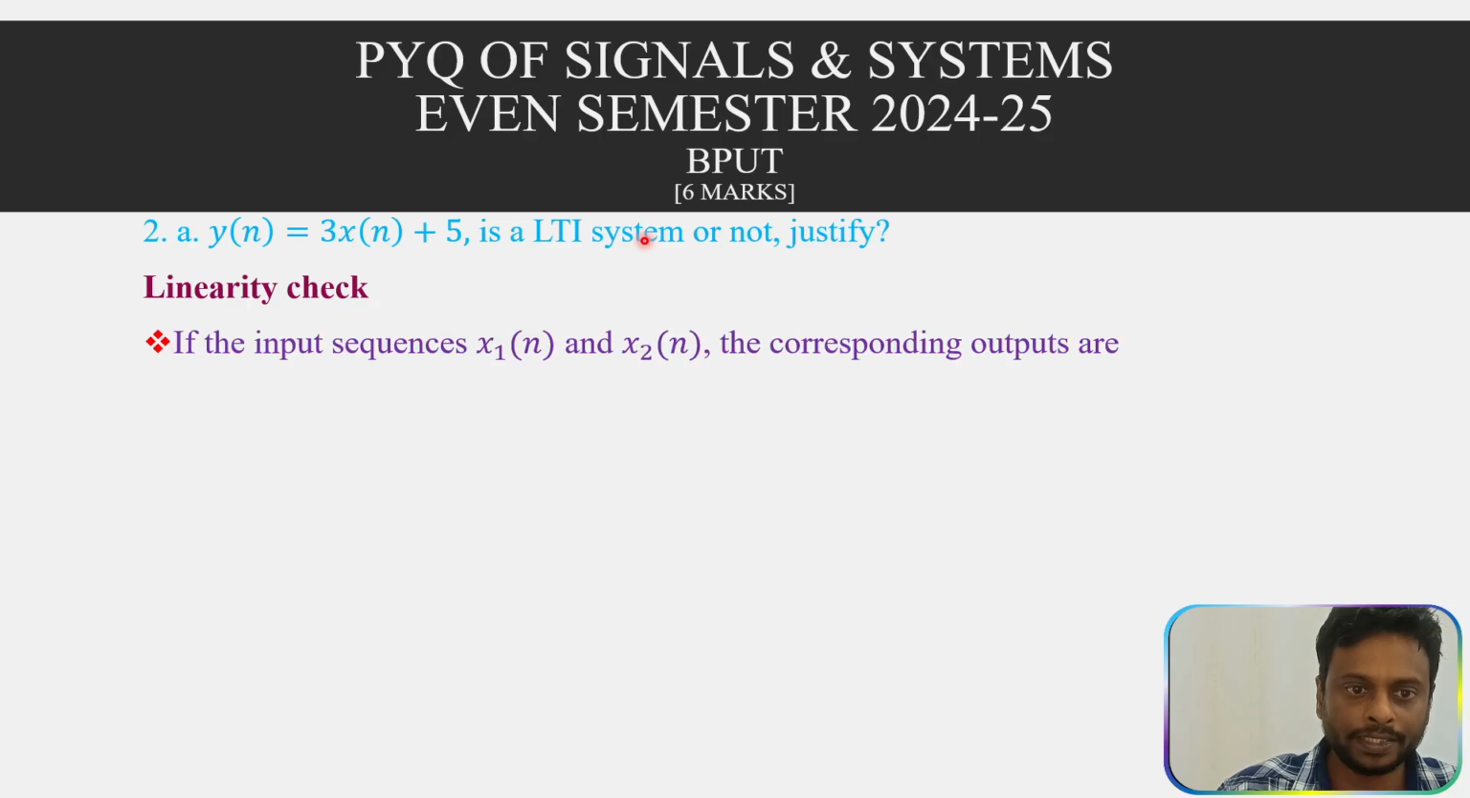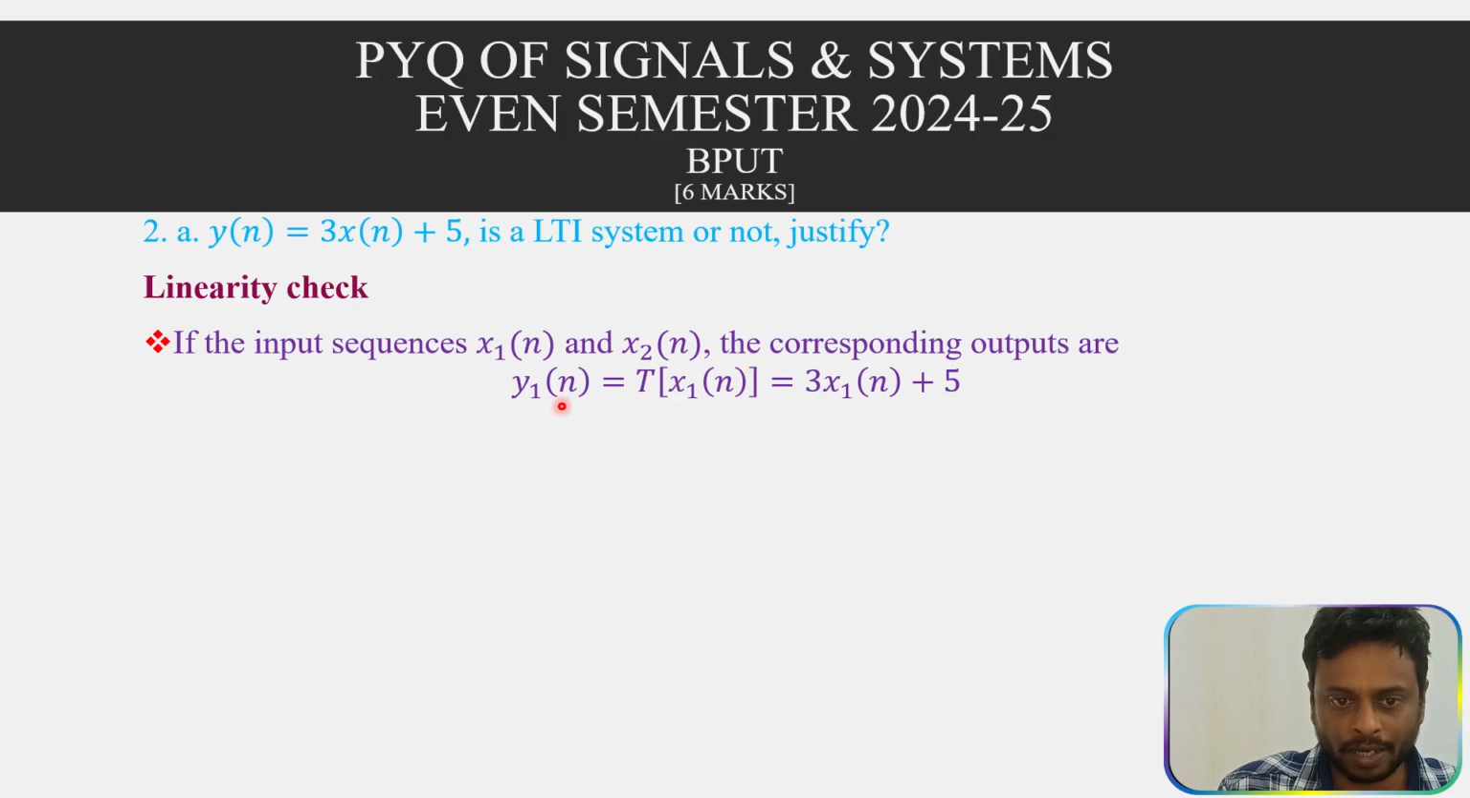First is the linearity check. Let us say two input sequences are x1 of n and x2 of n. The corresponding outputs are y1 of n, which is the transformation of x1 of n. In place of x of n, you have to put x1 of n, so that will be 3x1 of n plus 5. Similarly, y2 of n is the transformation of x2 of n, so in place of x of n, you write x2 of n. That will be 3x2 of n plus 5.